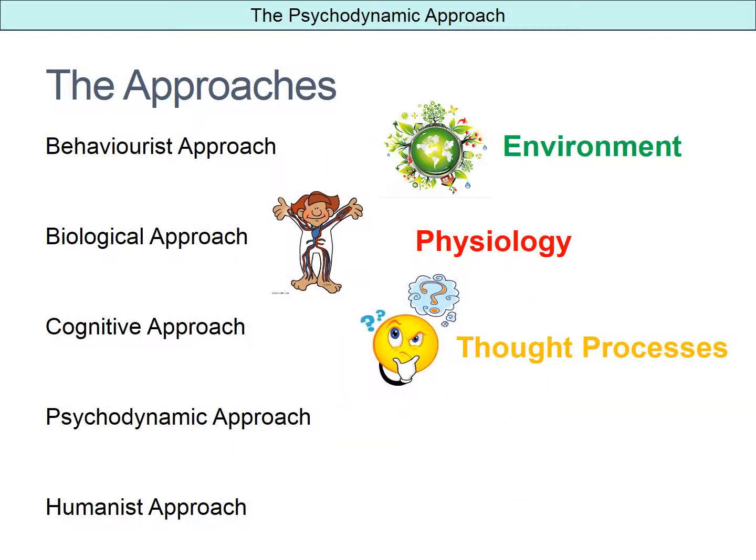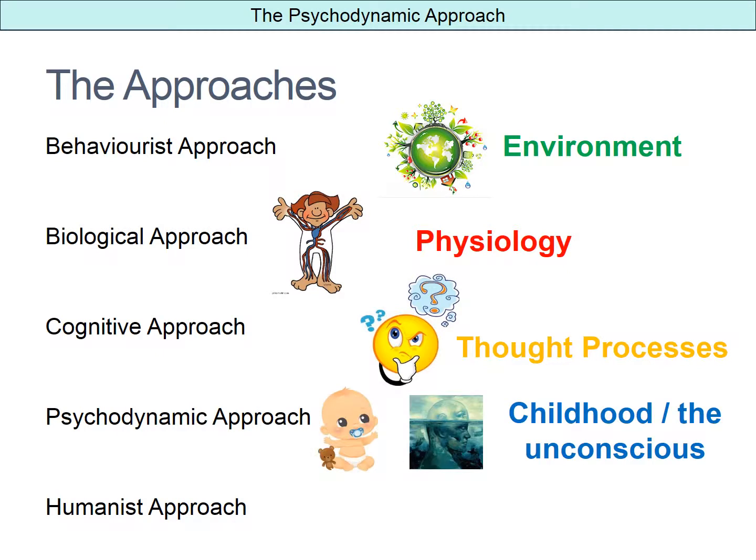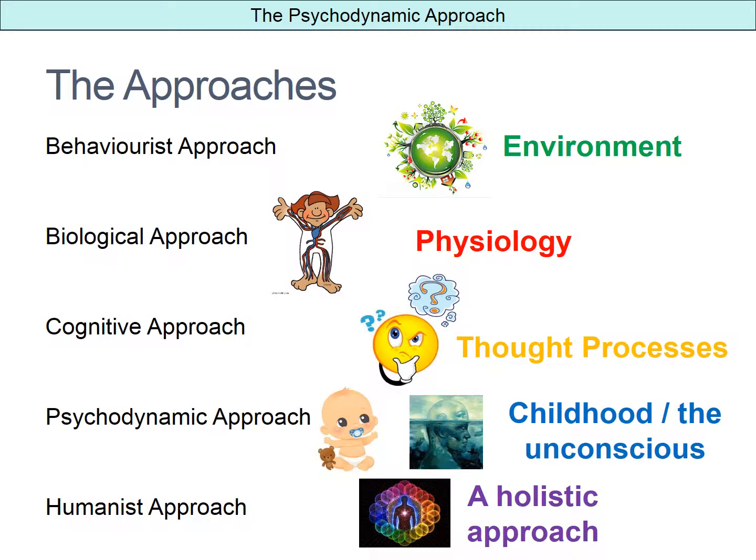So these were the ones that you were introduced to for the AS course: behaviourist approach, biological approach, and the cognitive approach. The two new ones that you need to know are the psychodynamic approach, which is based around childhood and the unconscious, and the humanist approach, which doesn't have one factor to explain behaviour because it takes a holistic approach to explaining behaviour. It says that bits of everything can have an impact. So the one we're going to focus on today is the psychodynamic approach.